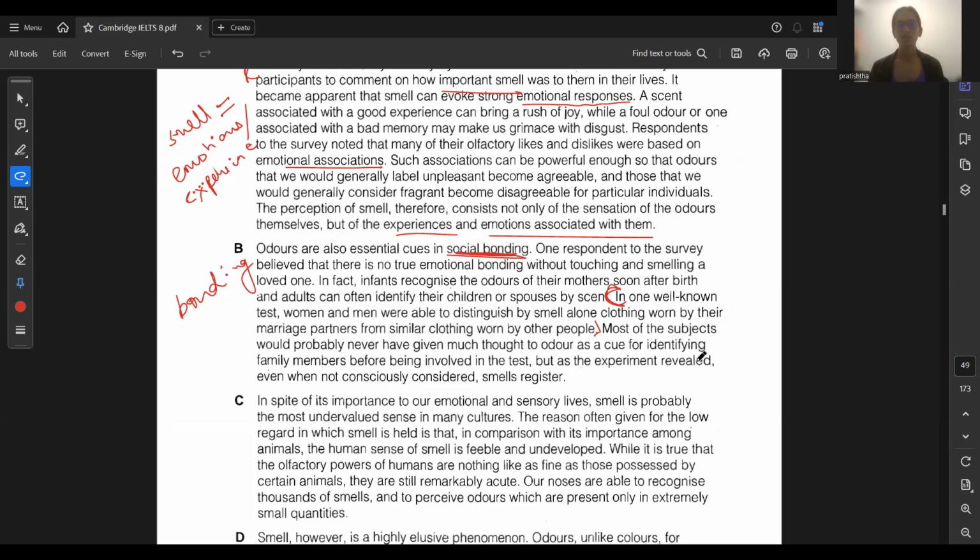But as the experiment revealed, even when not consciously considered, smells register, right? So again, this would mean that these smells are pretty much registered in your brain, and that is how you bond with others, right? Your personal bondings.